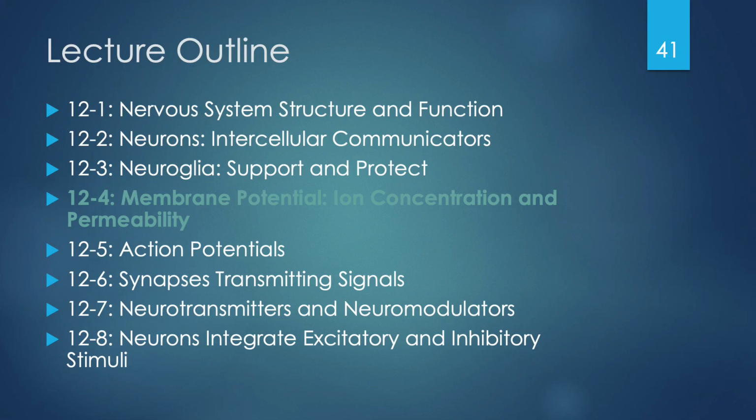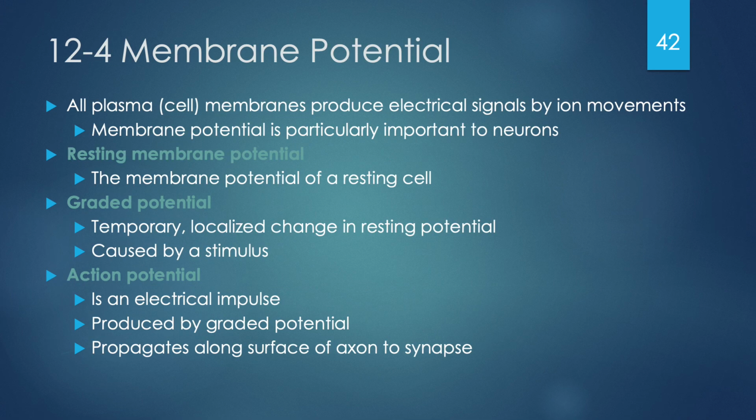Now let's discuss section 12-4, which is membrane potential. In this area, we're going to discuss ion concentration and membrane permeability. Earlier in the course, we discussed how all cells have plasma membranes, which is the outer surface of them, and that those plasma membranes are going to be selectively permeable, meaning that they allow some things to pass and others not. And when we talk about ions passing back and forth between that plasma membrane, this is particularly important to neurons because neurons are going to be passing electrical impulses in the form of an action potential. So the relationship between that neuron and the extracellular environment is extremely important.